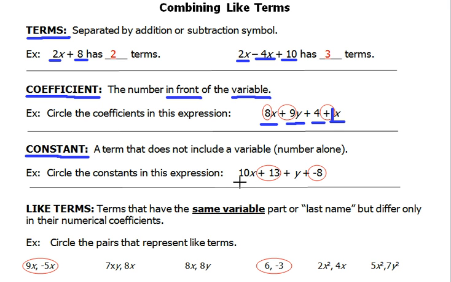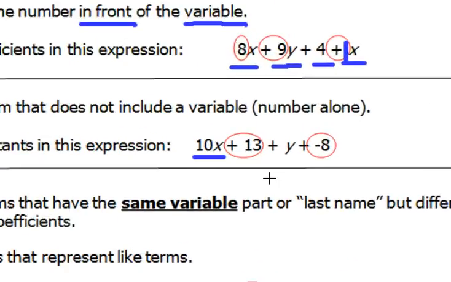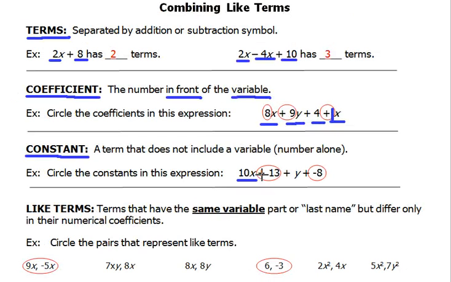It doesn't have a variable. So if you look in this particular expression, you'll see 1, 2, 3, 4 terms. We're looking for a term that does not include a variable. This term has a variable, so it's not a constant. This term does not have a variable. This is a constant. It's a plain old number by itself. This term has a variable of y, so it is not a constant. This term is a plain old negative 8 by itself. So the two constants in this expression are 13 and negative 8.